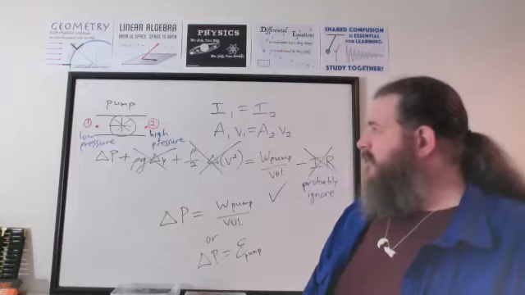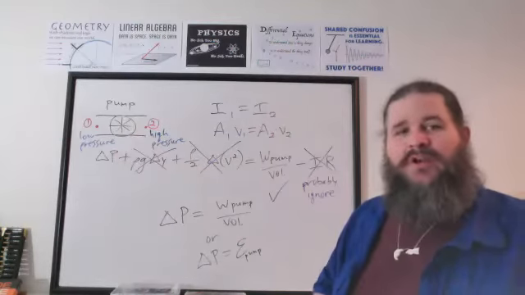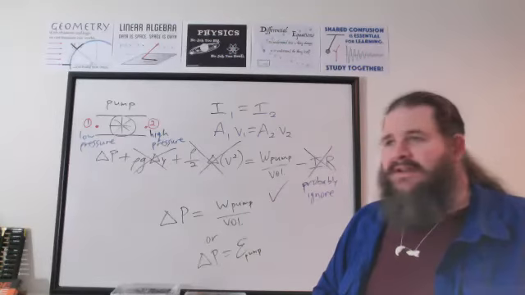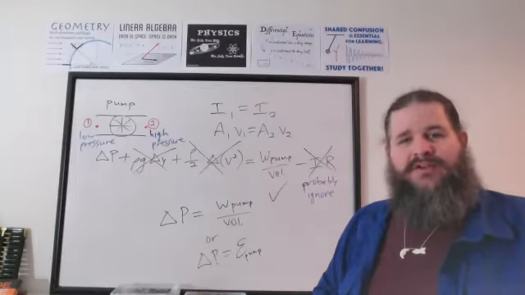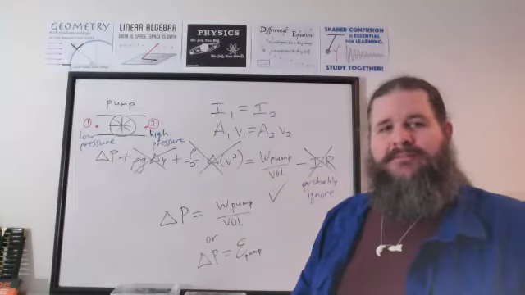And I want to emphasize that everything else is the same on these 2 sides. Point 1 and point 2 have the same current as each other, same speed as each other, because there's no difference in cross-sectional area. The only difference is one location is higher pressure and the other location is lower pressure. The pump is pushing to create that pressure difference.